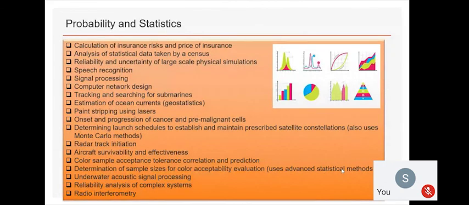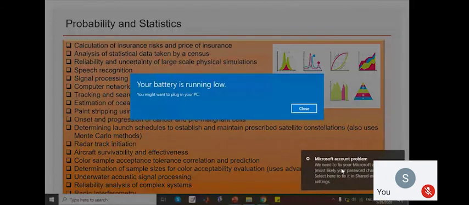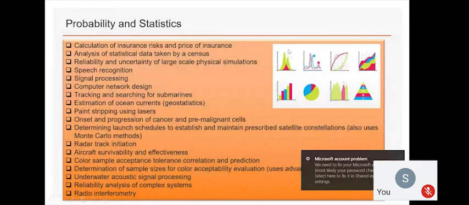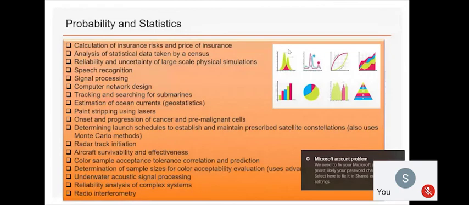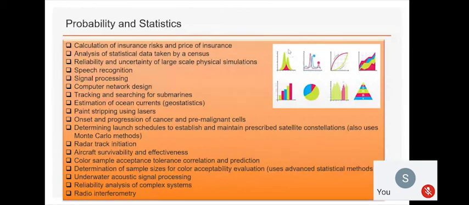Another important branch of mathematics is probability and statistics. An engineer who is familiar with probability and statistics can be very much needed in the future because they are going to predict the future of this field. These probability and statistics branches can be used in insurance risk and banking data, as well as analyzing sensors and large-scale physical simulations, speech recognition, and signal processing. So there are many fields using probability and statistics concepts. This is a very important branch of mathematics for predicting the future as well.